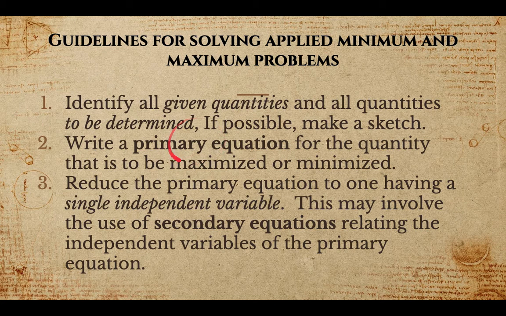Find your primary equation. That gives you what you are trying to maximize. You want an equation for that variable. Now we need to make sure the primary equation has just one single independent variable, which may mean you have to find some secondary equations that relate the other variables to substitute in and work that down to get it down to one equation with just one independent variable.